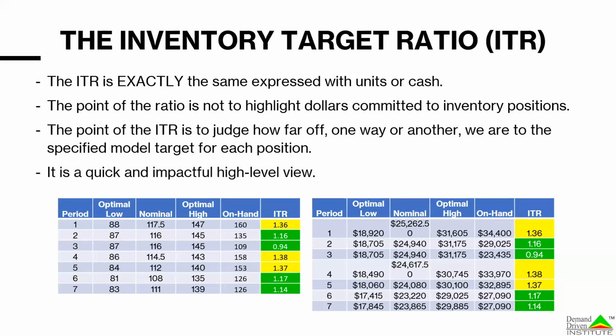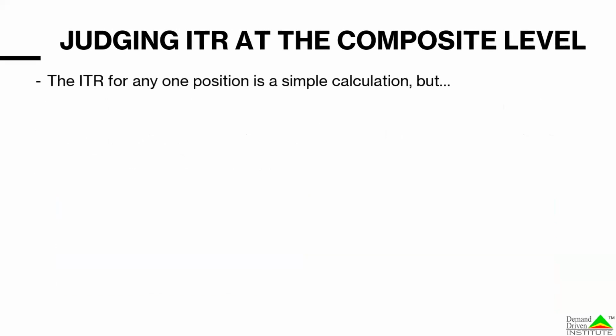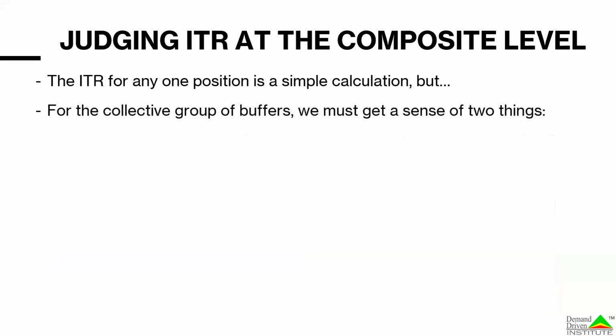It should be a quick and impactful view for leadership. They see one number: green, yellow, red. All right? Now, it gets a little bit trickier, because that's easy to calculate for an individual position. Oh sure, okay, I've got my nominal point, I just divide the on-hand by the nominal. But for the collective group of buffers, we've got to be a little bit sneakier, or a little bit more mathy.